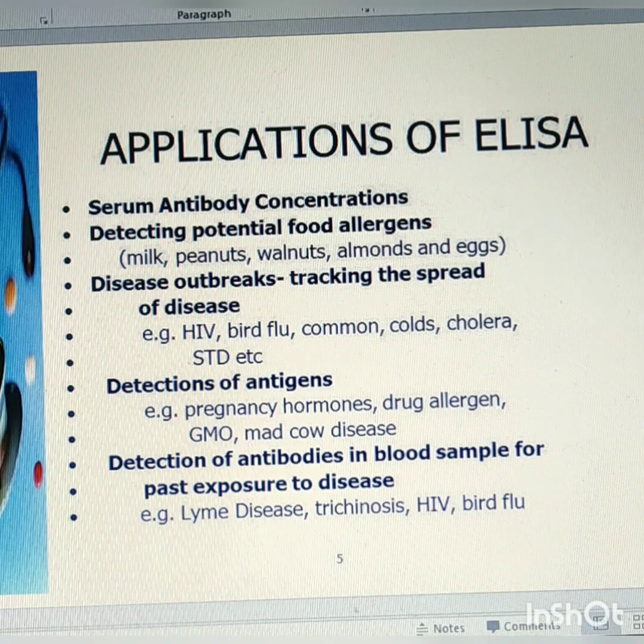Detection of antibodies in blood sample for past exposure to disease such as trichinosis, HIV, bird flu are there.